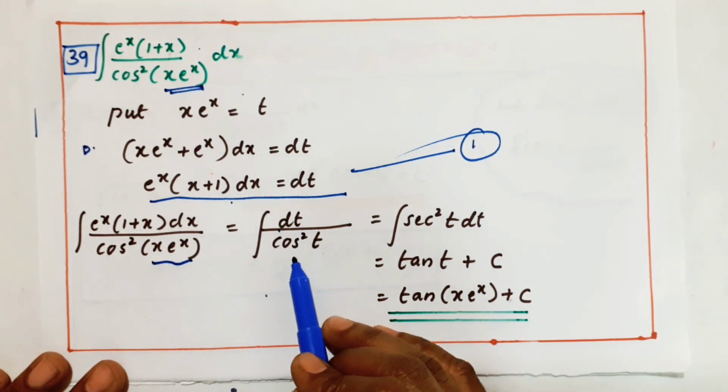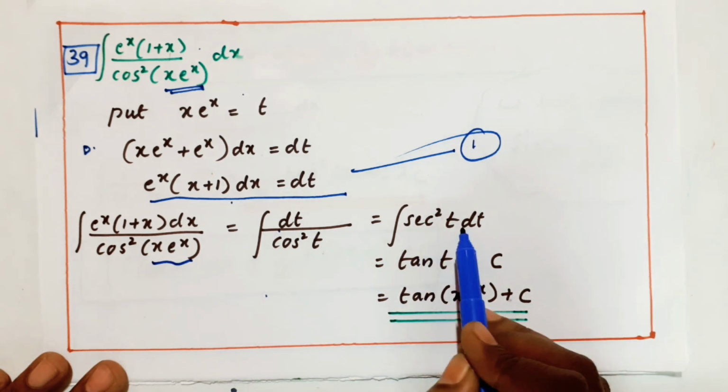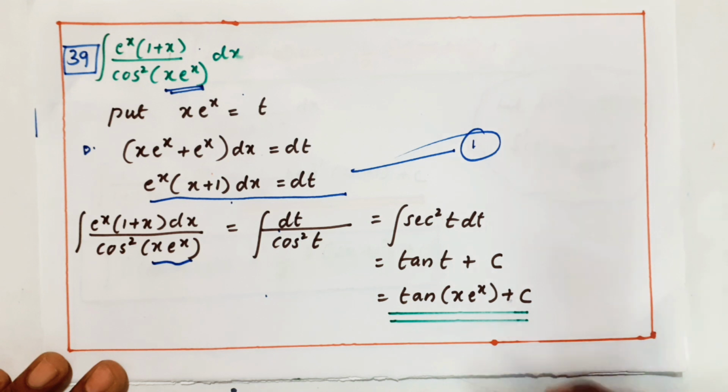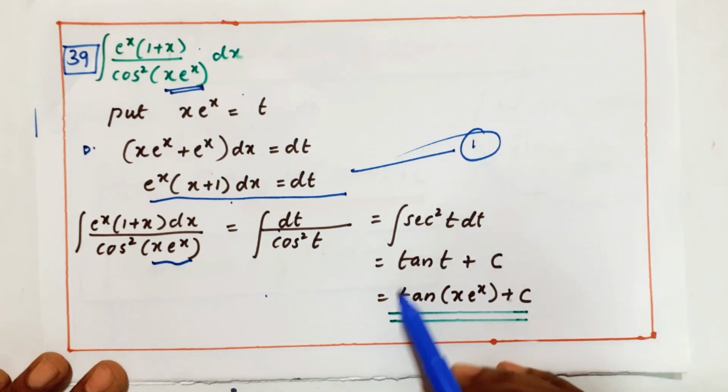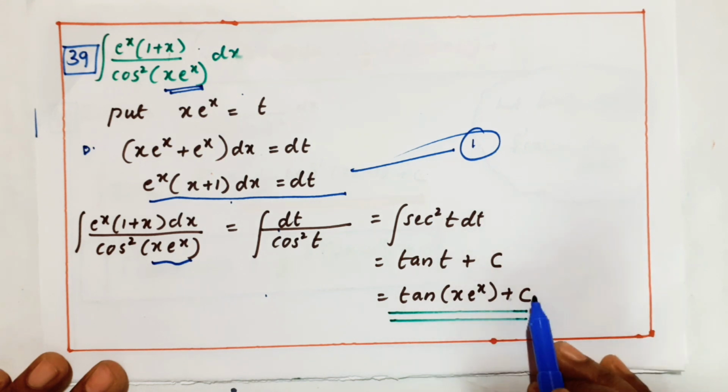1 by cos² t we can write as sec² t dt. Now simple, integral of sec² t dt is tan t plus c. What is t? x eˣ, plus c.